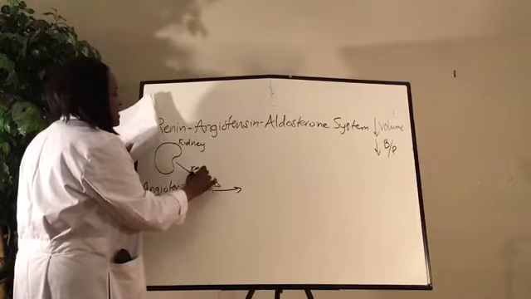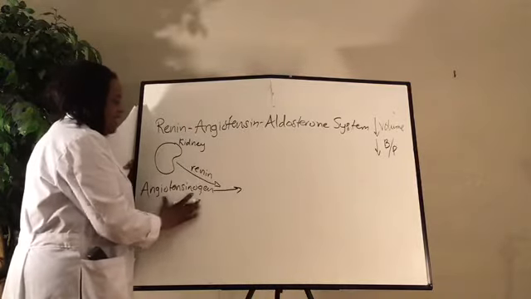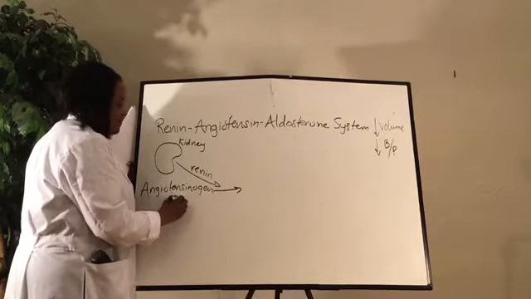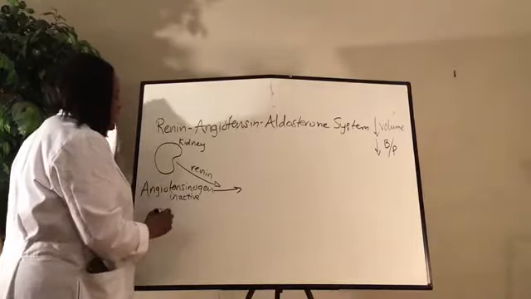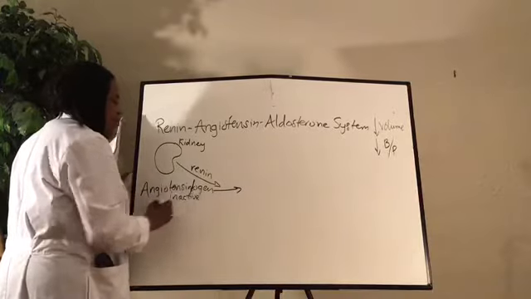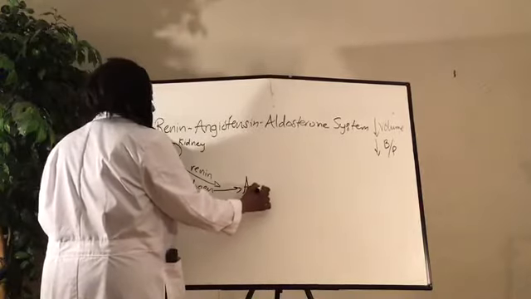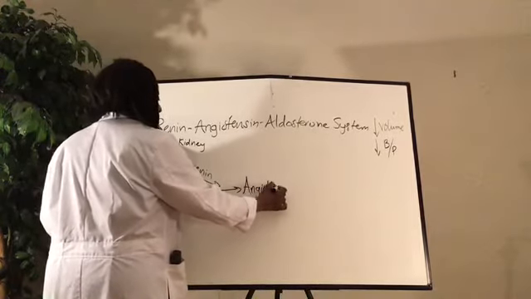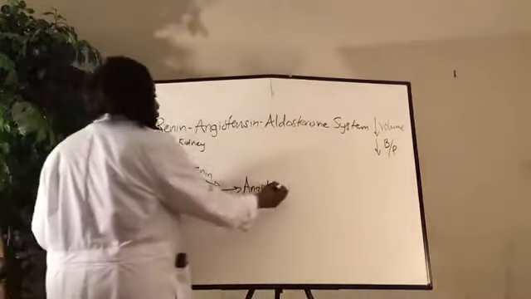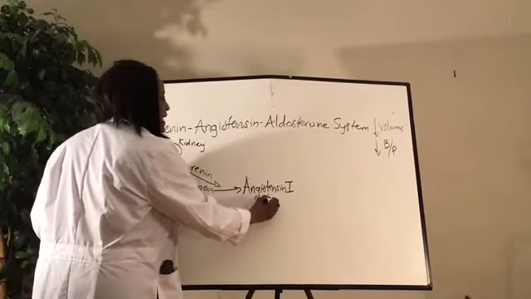And what will be released will be renin from the kidney. It will be released, and here's a big molecule here, angiotensinogen, which is inactive. Big clunky molecule is inactive. Renin will then cleave it. Renin will cleave that angiotensinogen and make it angiotensin. Now this is angiotensin 1. It's not a big old clunky inactive molecule. It is now considered to be active.